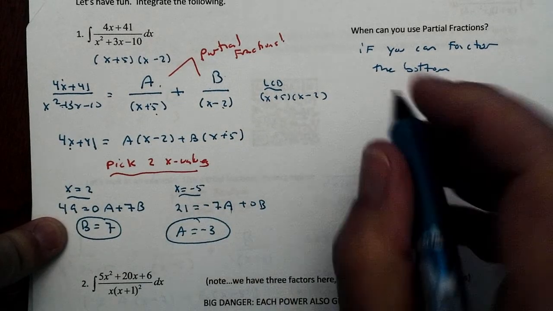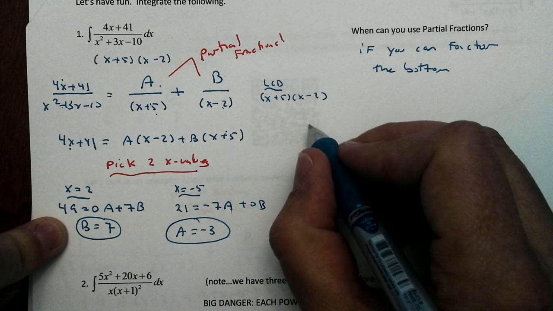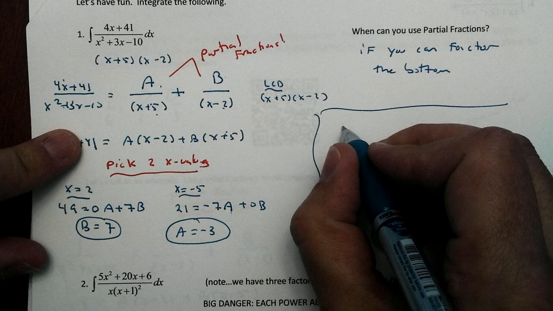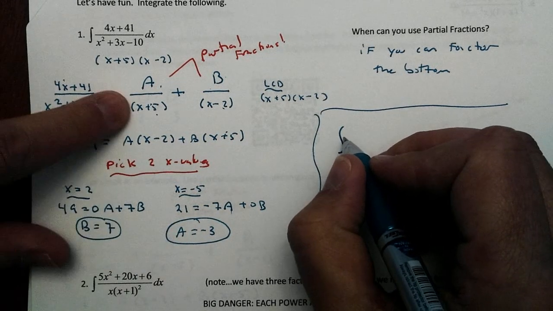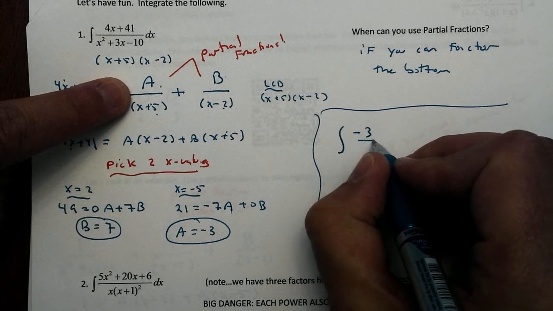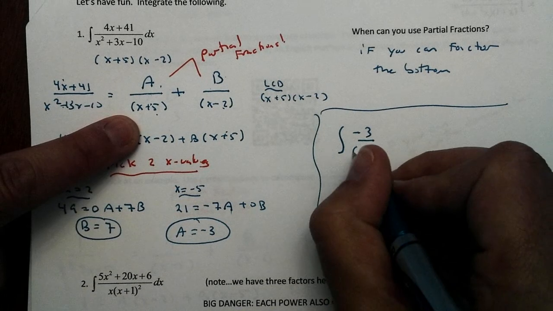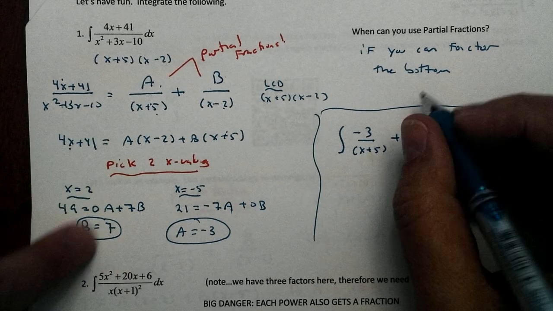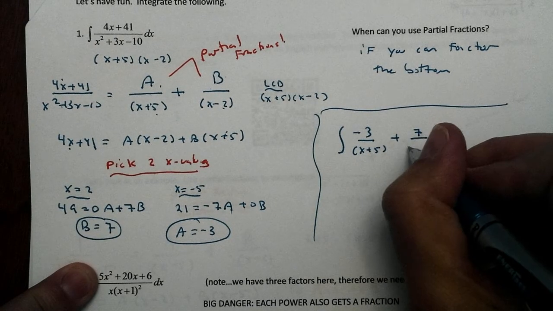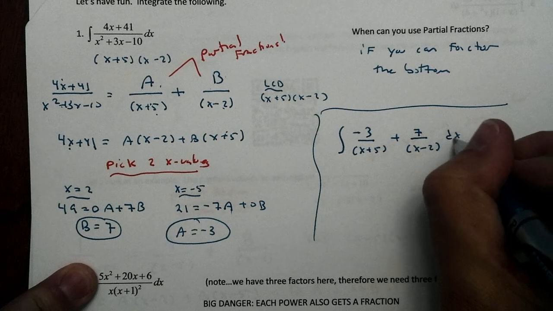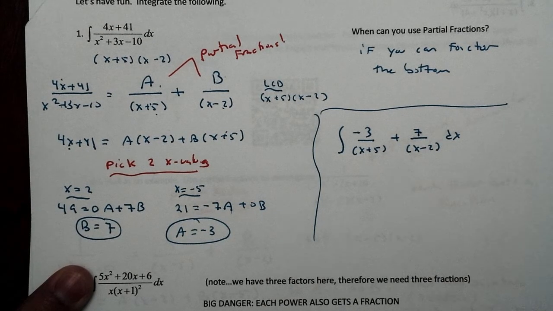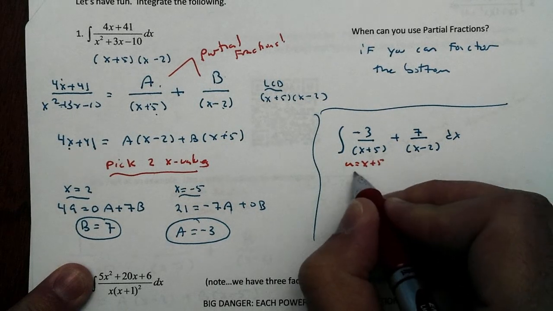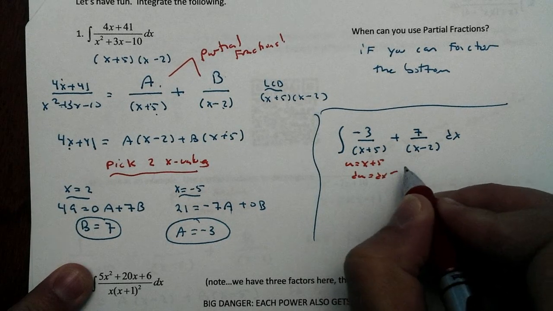So our next step, now we're going to rewrite our partial fractions. I'm going to put that over here. So A, which we said was negative 3, so my new integral will be negative 3 over x plus 5 plus B, which is 7 over x minus 2, dx. Now we are going to be using u substitution, so we're going to do this a little bit quicker. Remember, my u is x plus 5, my du is dx. We like that.